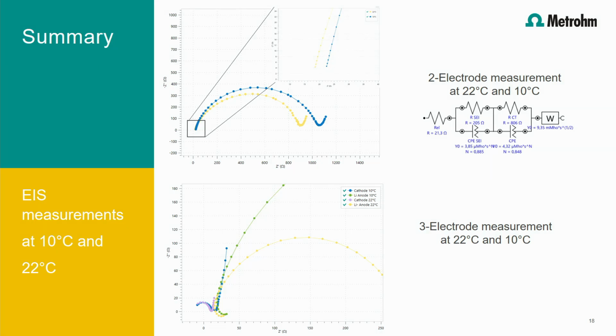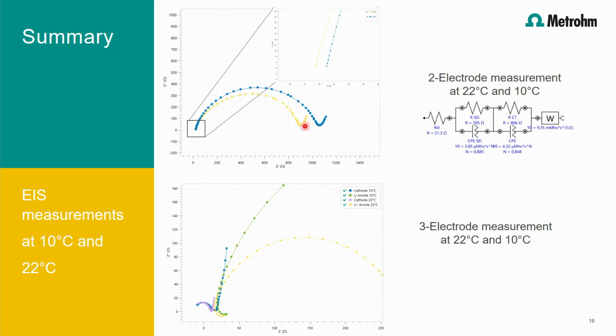So the measurements are finished and we can have a look at the data. Let's go first to the 2 electrode measurements, which were measured in advance of this webinar. The plots are displayed in the upper part of this slide. The higher temperature leads to a lower impedance of the battery. This is clearly visible by the reduction of the diameter of the semicircle from 10 degrees, blue, to 22 degrees, yellow. The diameter of the semicircle gets smaller, by more than 100 ohms.